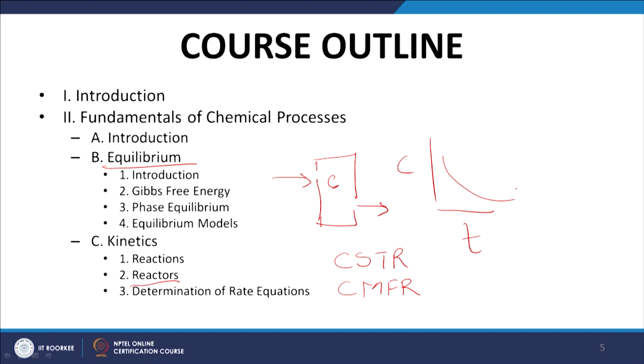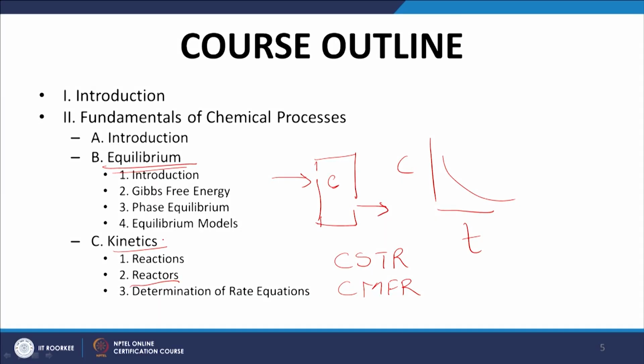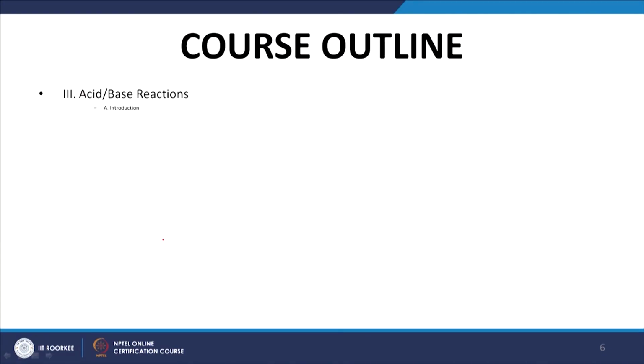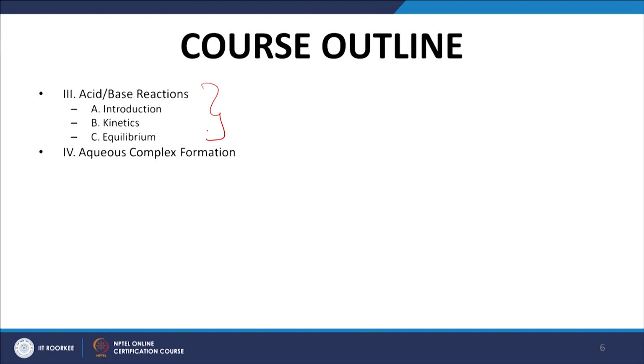Okay, again moving on. We are going to have equilibrium and kinetics, and then we are going to discuss the four major sets of chemical reactions in environmental engineering. The first one would be acid and base reactions, and we are going to discuss equilibrium and kinetics in the context of acid and base, and then moving on to aqueous complexes. Again, we are going to discuss equilibrium and kinetic related aspects in complexes.